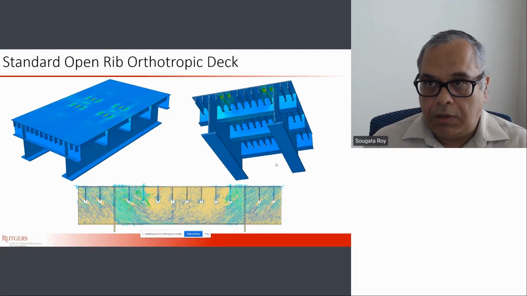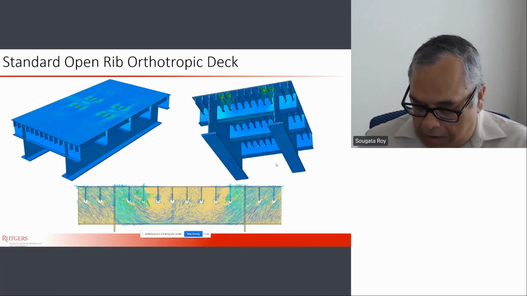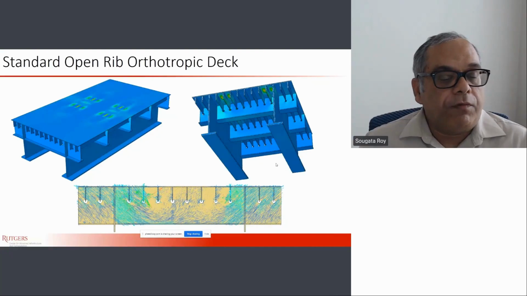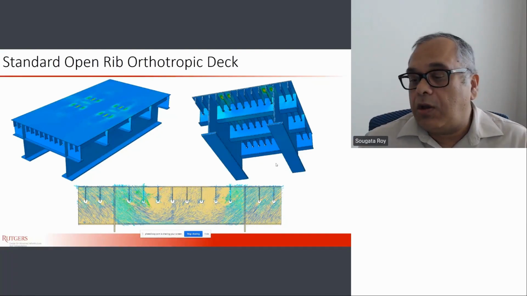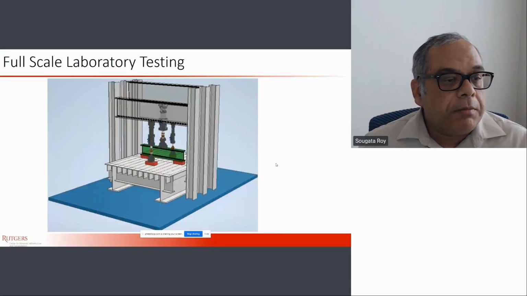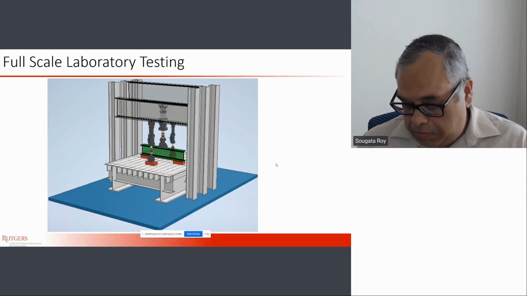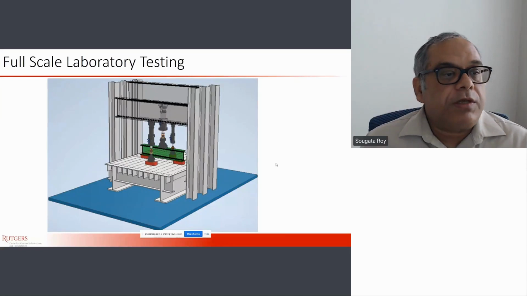We came up with some standard designs and all that. Right now we are getting ready to do full-scale laboratory testing, and hopefully we will be able to share some of those results with you in next year's meeting or moving forward. This is the concept of the full-scale testing that we have. We now have the capability to do that in our laboratory, and we will be going forward with this kind of testing very soon.